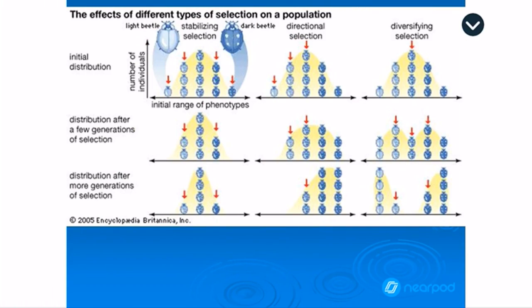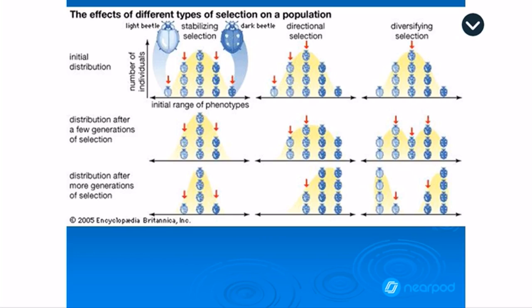So here's the same thing, just these 3 again. The top row of this is the same population 3 different times. Normal distribution, most of the beetles are medium colored, some are light, some are dark. And so on the left side in the first column, this is stabilizing selection where the light and dark are selected against. The medium are more likely to reproduce for whatever reason, and we end up with most of them being medium colored.